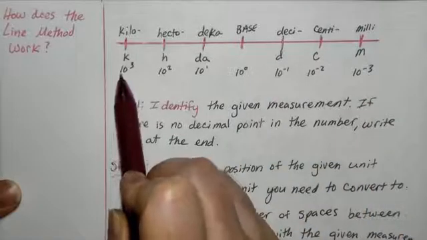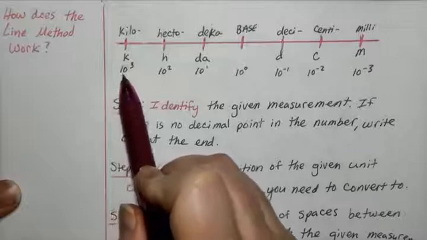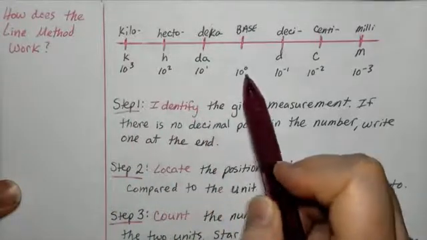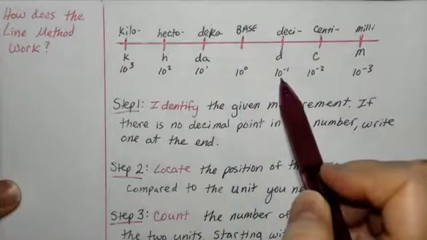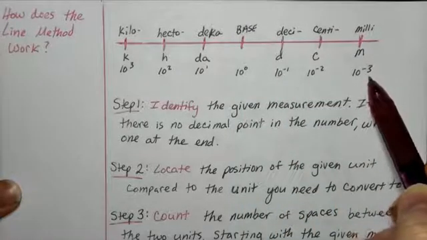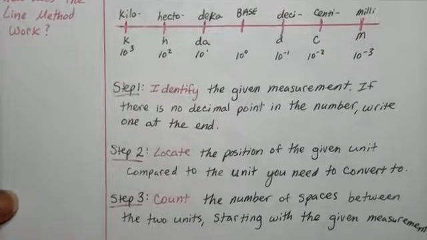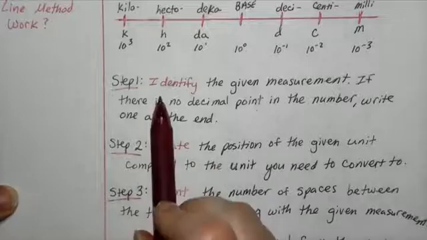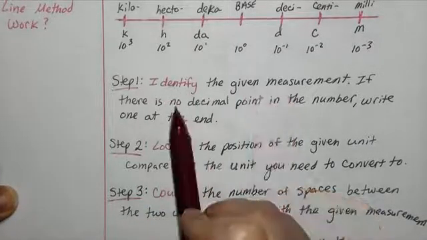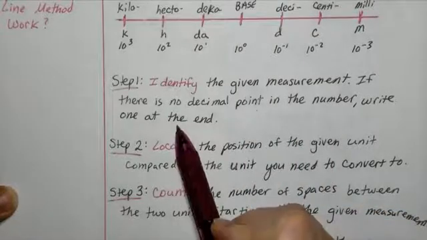And I also have our scientific notation or our powers of 10 down here. So 10 to the third, 10 to the second, 10 to the first, 10 to the nothing, 10 to the negative 1, 10 to the negative 2, and 10 to the negative 3. Okay, so the first thing we're going to do when using the line method is first we need to identify the given measurement. If there's no decimal point in the number, then you just write one at the end.